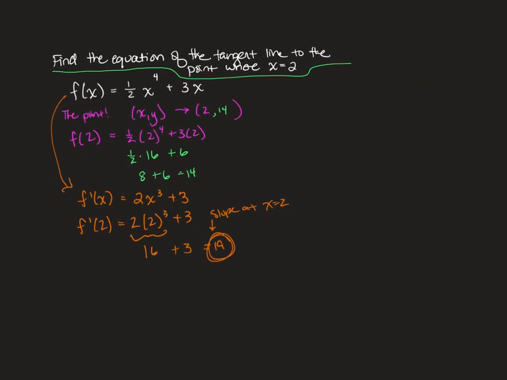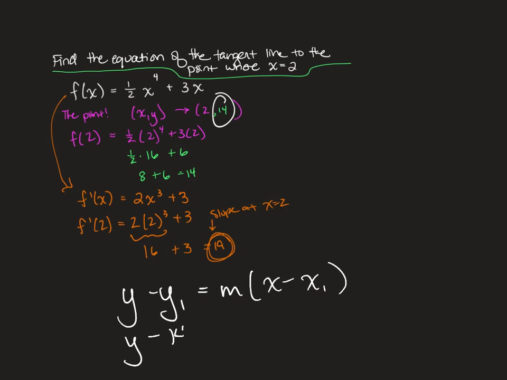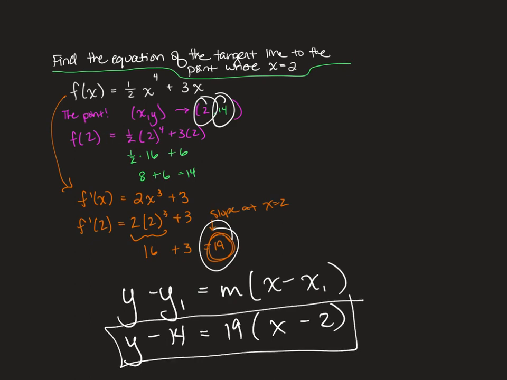Now we're just going to use the point-slope form of the equation. y minus y1 equals m times x minus x1. You guys might have a different form that you like. That's fine. My equation is just going to be y minus my y value, which is 14, equal to my slope, which is 19, times x minus my x value, which is 2. And voila, that is my tangent line.